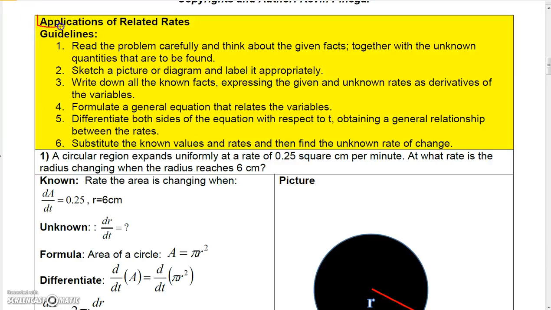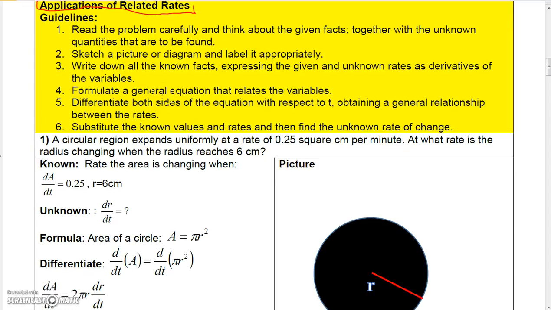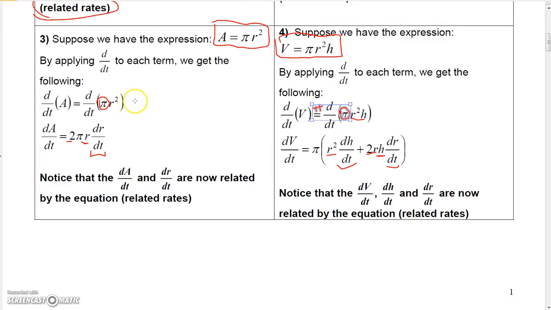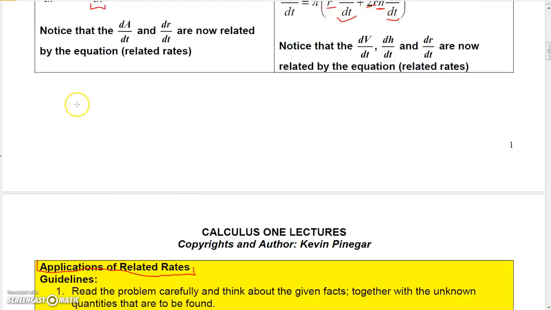Now those examples I just went over were really just an intro to get you going on how to differentiate with respect to that outside variable. But in related rates there's a little bit more to it. Here are some guidelines. Make sure you read the problem carefully and think about the given facts together with the unknown quantities. Sketch a picture or diagram and label it. Write down the known facts, expressing the given and unknown rates as derivatives of the variables. Formulate a general equation that relates the variables. Like I did up here, I had a general equation that relates the variables.